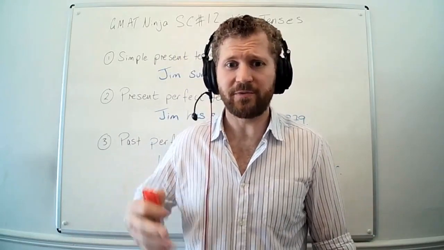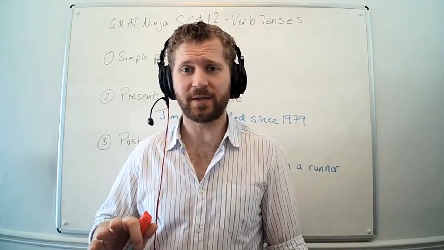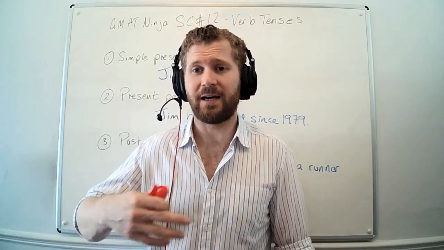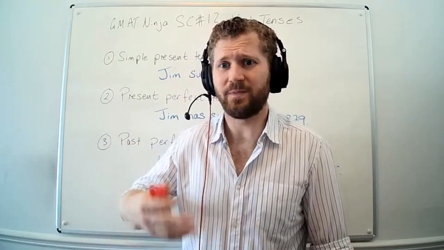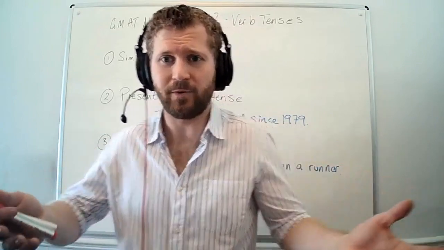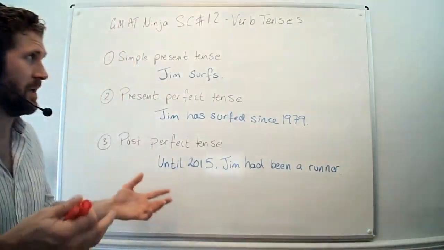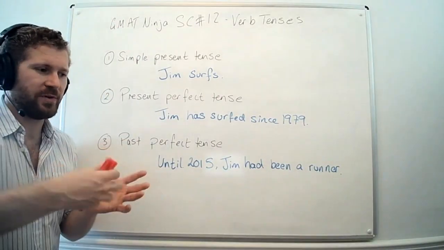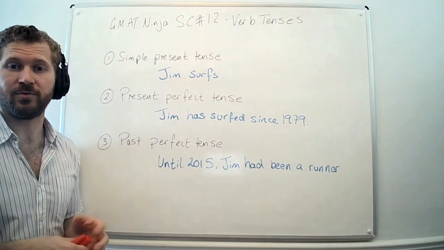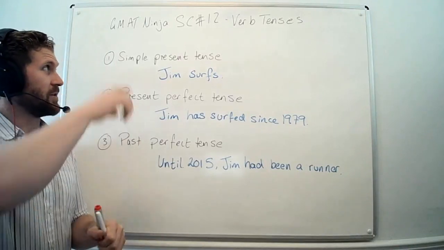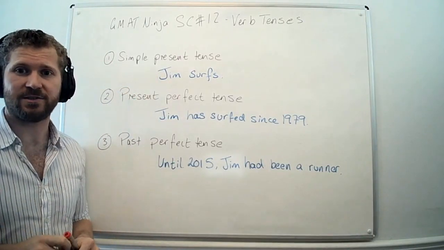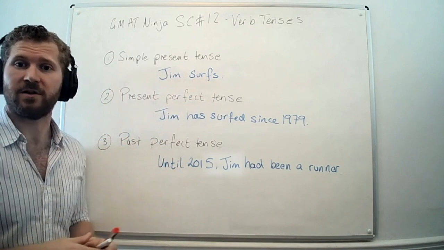All right. So I said we'd focus on 3 tenses. We're just going to take a quick look at some examples of these and look at how to identify these and what they mean when we're looking at them in sentence correction. So there are 3 tenses that hopefully you can identify, recognize, and work with in a sentence correction question. Now, the first one of these is just the simple present tense. An example of this is just Jim surfs.